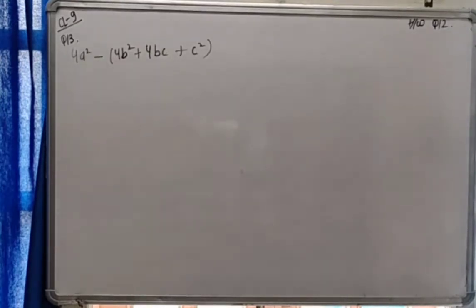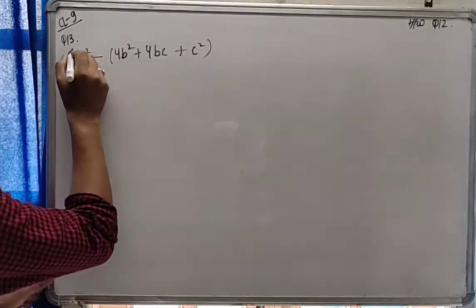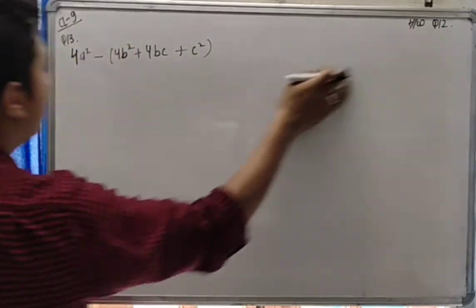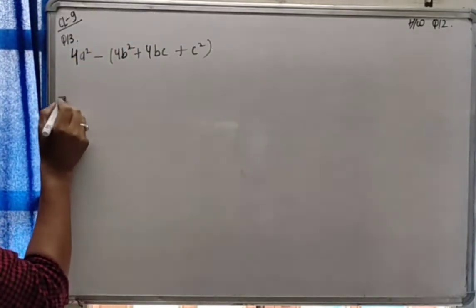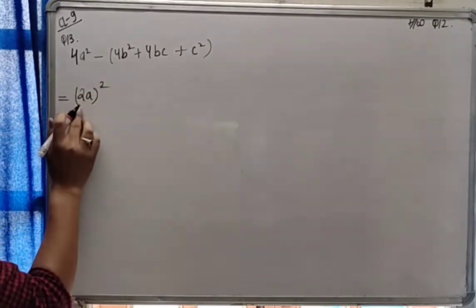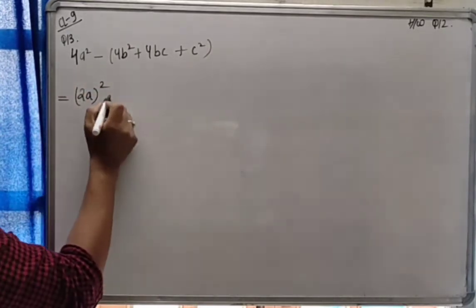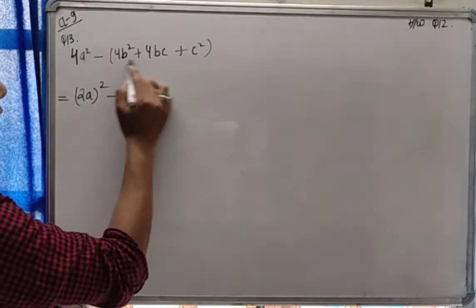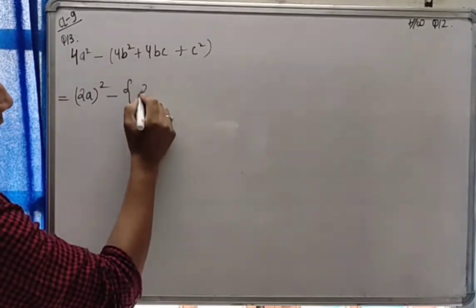Alright boys, let's proceed with question number 14. Sorry, question number 13. Number 12 will be homework. 13 is this. Now here 2a square, I can write it as, 4a square, I can write it as 2a square. Minus, here what we'll do is 4b square, can I write it as 2b square?